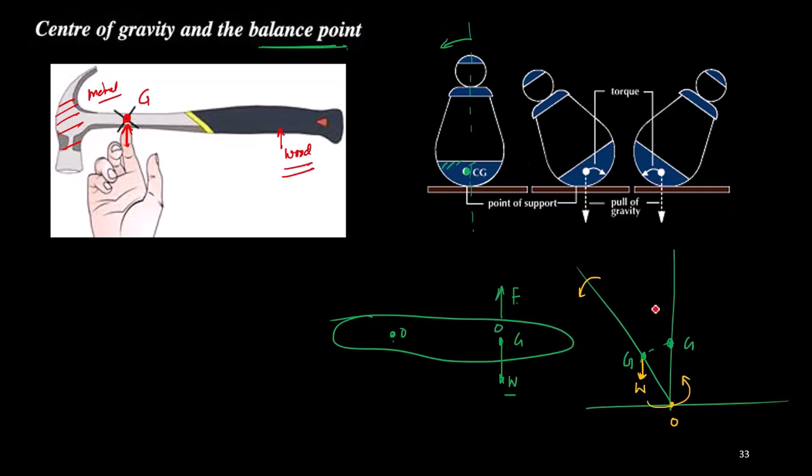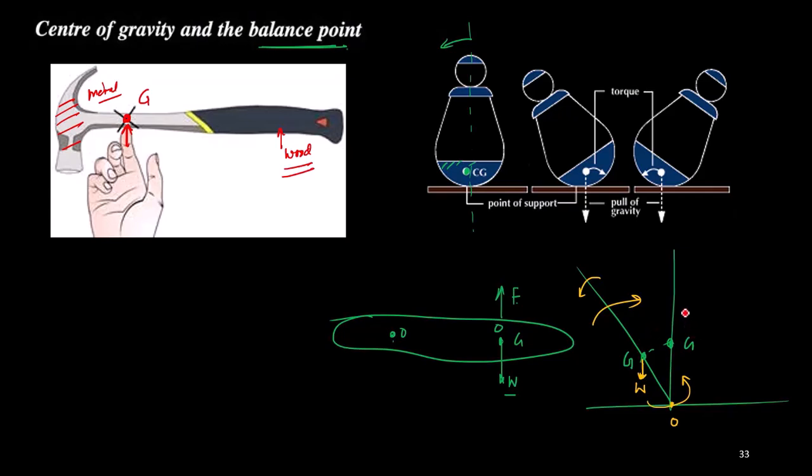But in order to prevent that, you should give another moment in the opposite direction. W is giving an anti-clockwise moment about point 2. So in order to move it back towards the vertical position, you have to give a clockwise movement.